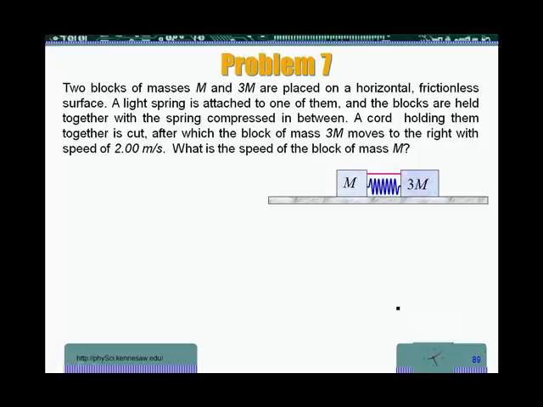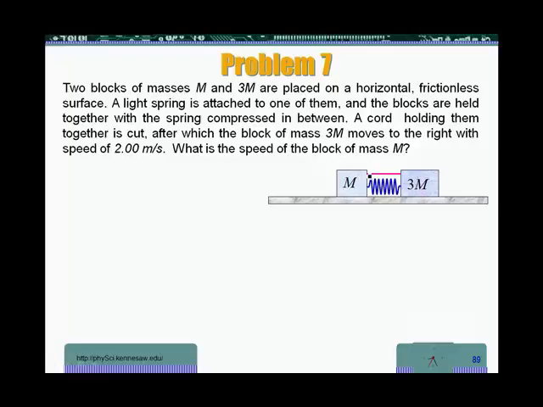In this recording, we'll work a few momentum problems. Okay, let's look at the situation here. We have two blocks connected by a spring and tied with a string. It is a frictionless surface. The spring is light, does not have much mass. That's the idea of saying light.